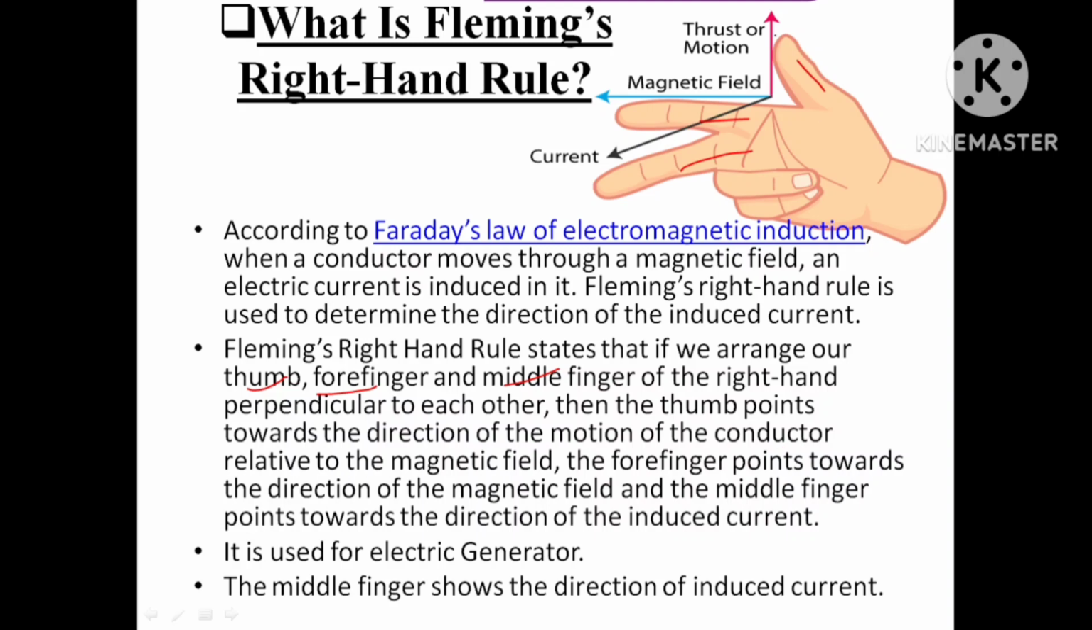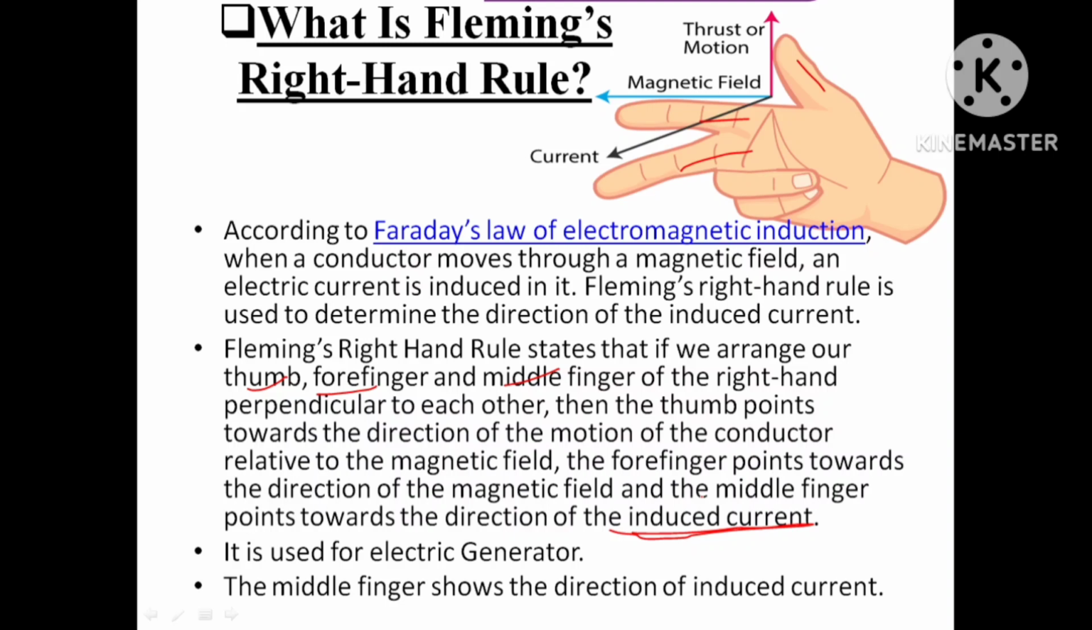What does the thumb point to? The direction of motion of the conductor. And what does the forefinger point to? The forefinger points to the magnetic field. And what does the middle finger show? The middle finger shows the induced current direction.